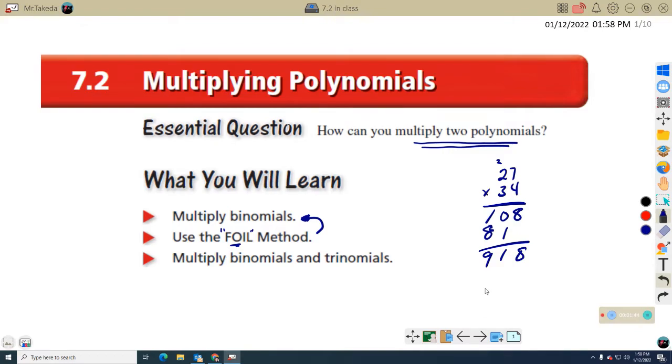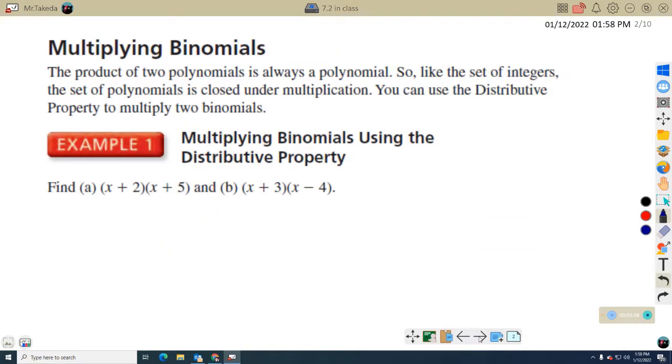So what we're going to do is think about this as multiplying like this. 20 plus 7 times 30 plus 4. We'll multiply each of these things. 20 times 30 and 4, which we did, and then 7 times 30 and 7 times 4, which we did. So let's take a look at how all this factors into what we're going to do with multiplying two binomials.